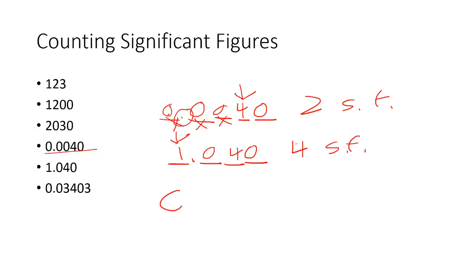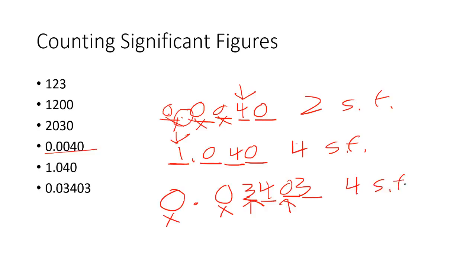Then finally, we have this third example of 0.03403. Our first non-zero number is this 3 here. That means this 0 and this 0 are not significant. But this one right here is. We also know the 4 and 3 are significant because they're non-zero numbers. That means 0.03403 has 4 significant figures.